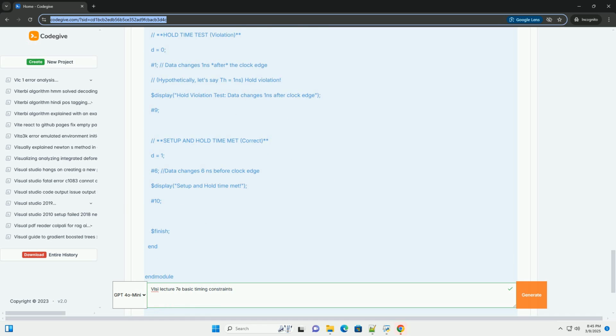Layout: the physical layout of the circuit has a major impact on interconnect delays. Logic gate types: different logic gates, for example NAND, NOR, and XOR, have different propagation delays. Load capacitance: the load capacitance at the output of a gate affects its delay. Larger loads increase delay. 7. Verilog code example.